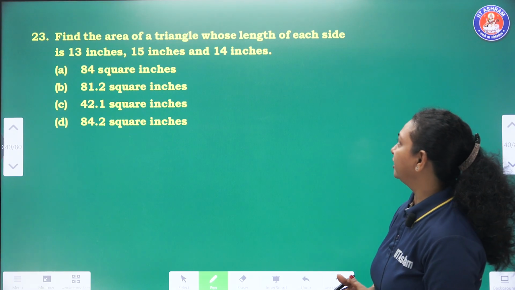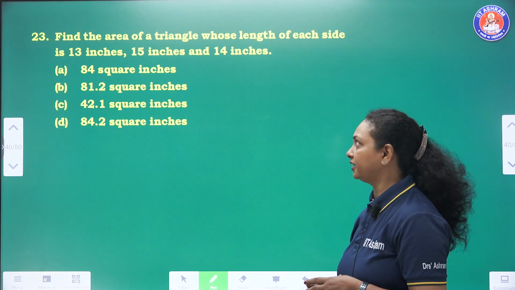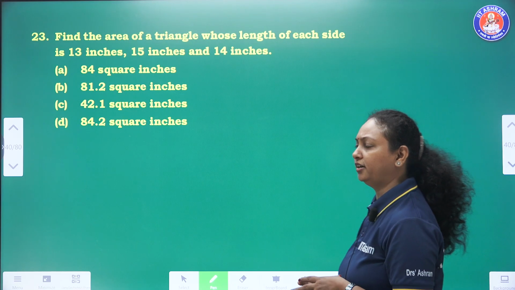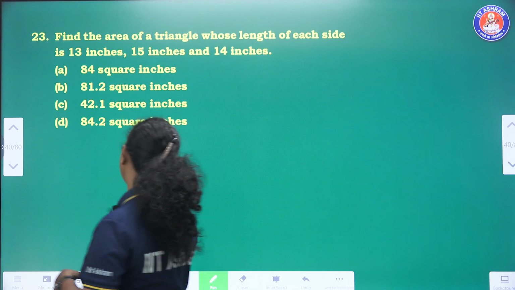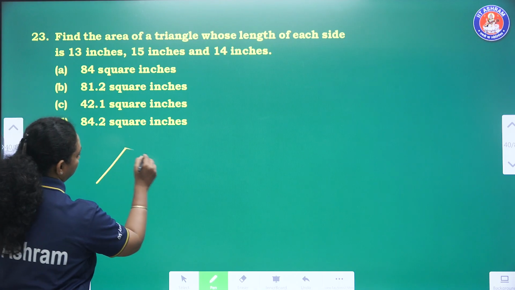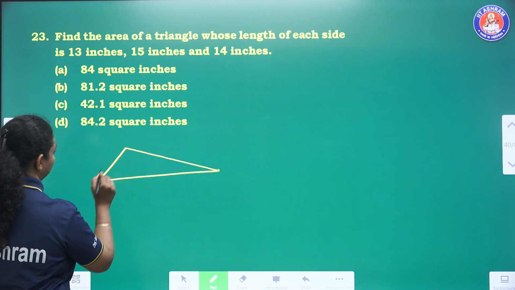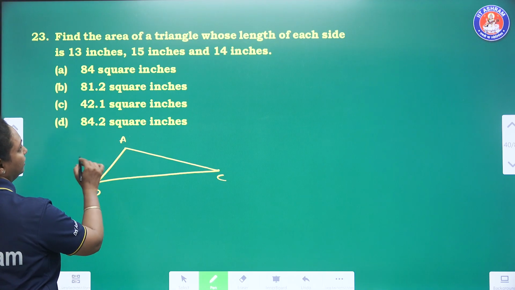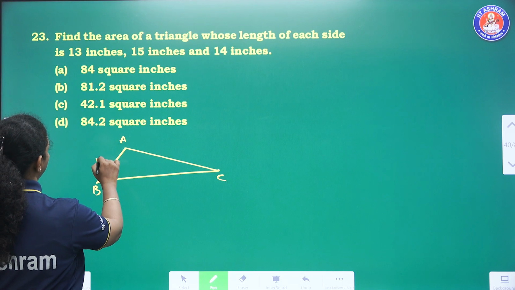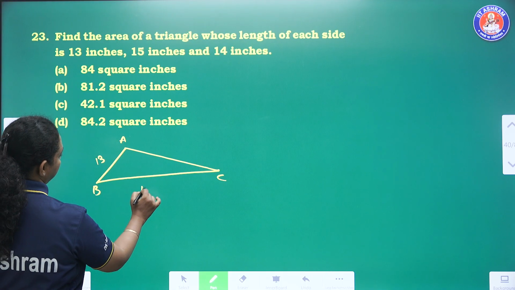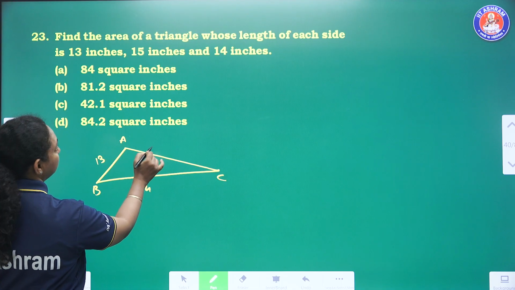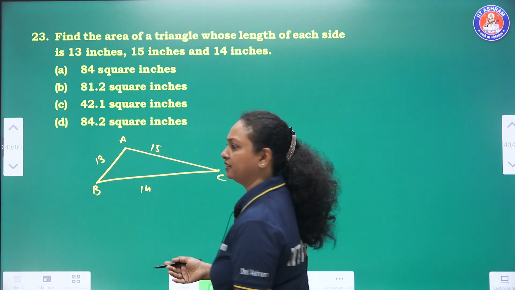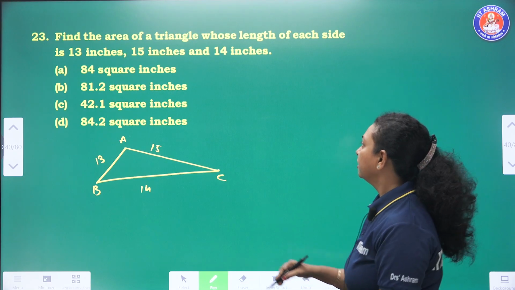Find the area of triangle whose length of each side is 13 inches, 15 inches and 14 inches. This is a so simple question. How do we solve it? With the Heron's formula. So in triangle ABC, 3 sides are given. So AB is 13, BC is 14 and AC is 15 inches. Okay, whatever unit is there, we will just write the unit afterwards.